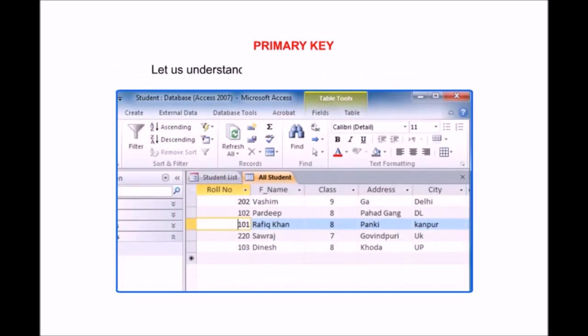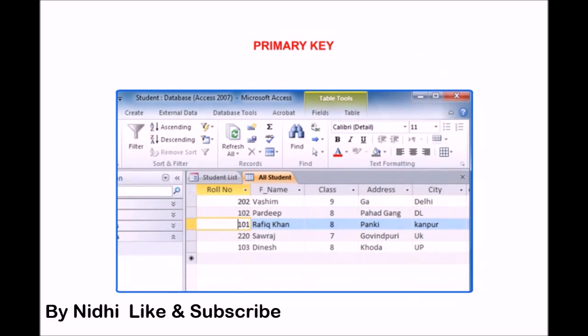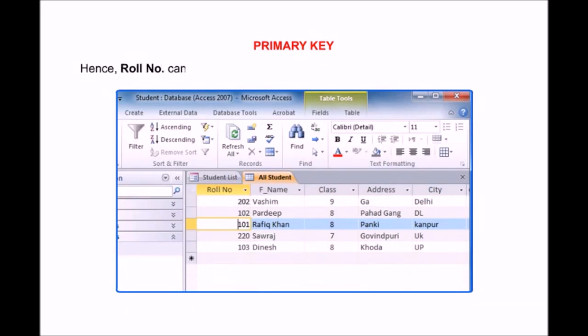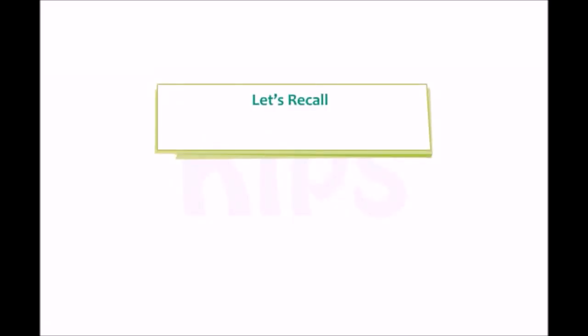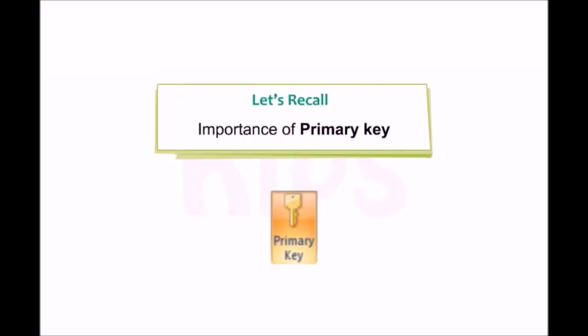Let's understand it with the example of a student table. As we all know, each student in a class has a unique roll number, which cannot be assigned to any other student. Hence, roll number can be defined as a primary key to uniquely identify each record. Alright, can you tell me the importance of primary key?